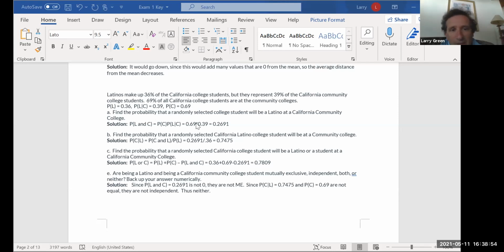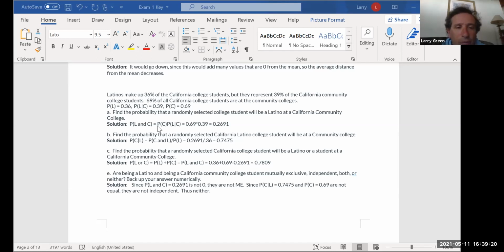We want the probability that a student... this is a hard question for some people. I'm trying to go over it, so ask questions if you don't understand something that I'm saying. If you want the probability that a randomly selected student will be a Latino at a community college, that means they got to be both. They got to be Latino and they got to be community college for them to count. So that's an and. Probability of L and C.